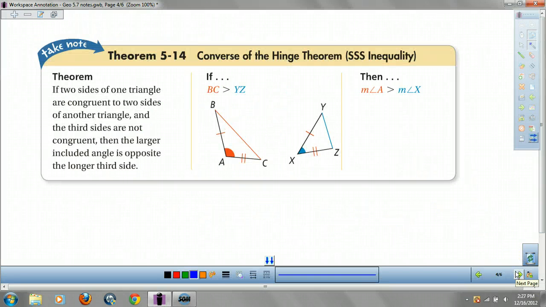Okay, theorem 5-14, converse of the hinge theorem. What this says is the same thing as before, but what it comes down to is the bigger side, then we'll have the bigger angle. Okay, these two sides have to be congruent, and then the angle in between. Okay, so if this angle is bigger than that angle, then that side is bigger than that side. Okay. Gave you seconds to draw some pictures.